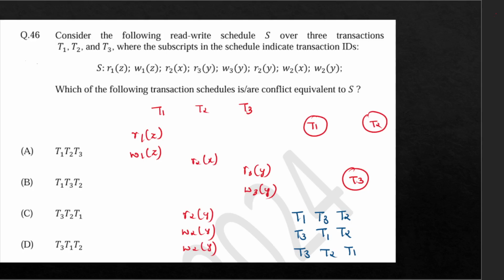So let's check which option is the correct one. Here T1, T2, T3 is given, which is wrong. After that, you can see T1, T3, T2 is there, which is correct. T3, T2, T1, this is also correct. T3, T1, T2, this is also correct. So we can say that options B, C, D are absolutely correct.